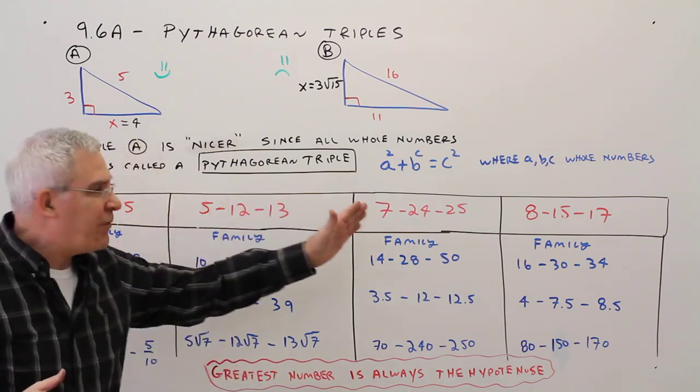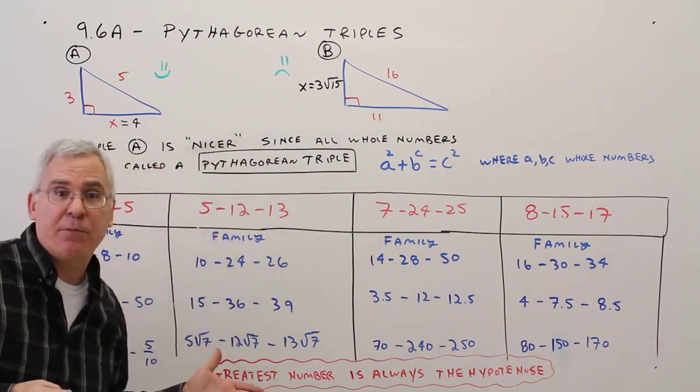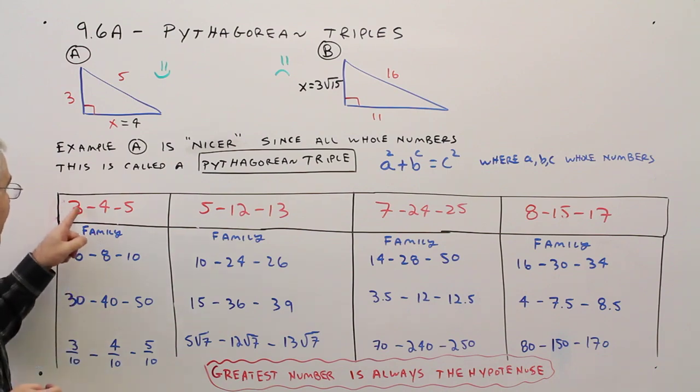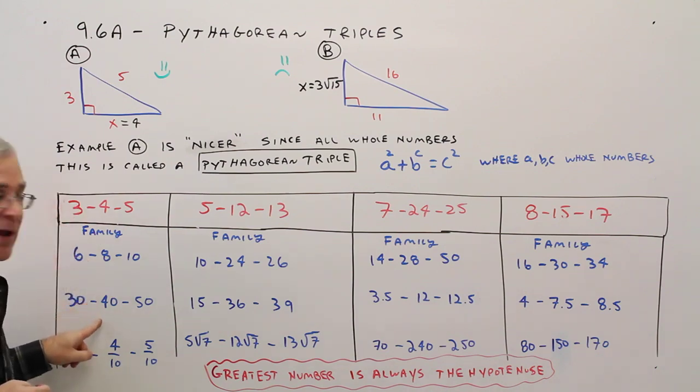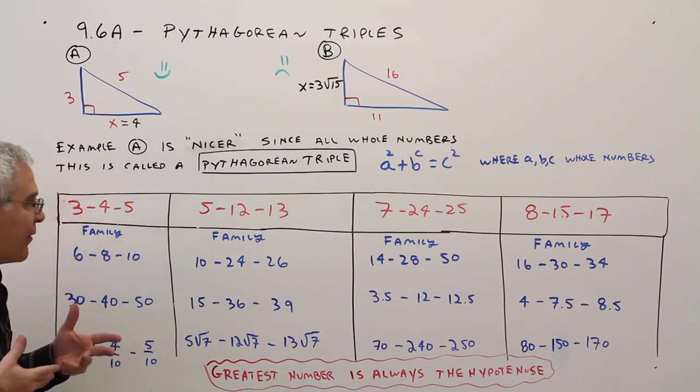All right, so after the Pythagorean triples, we then have related family members, okay? So I could simply double everybody, multiply everybody by 10, divide everybody by 10. I want to point out that this is related to this, but this is not a Pythagorean triple because these numbers are not all whole. However, they're still friendly in a different sense.